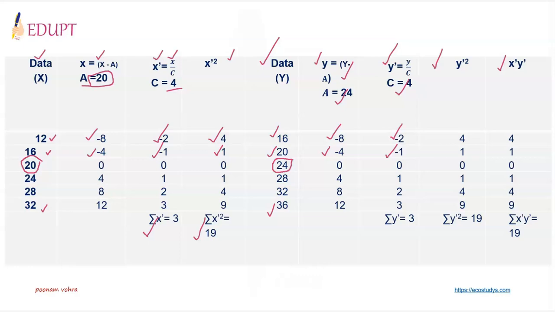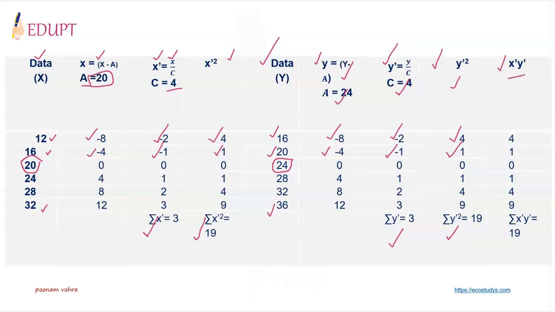Complete the series. Have its summation. Summation of deviation dash for y. Next, square the deviation dash. That is minus 2 into minus 2, 4, minus 1 into minus 1, 1, and so on. Complete the series. Have its summation. Summation of deviation dash square for y series.